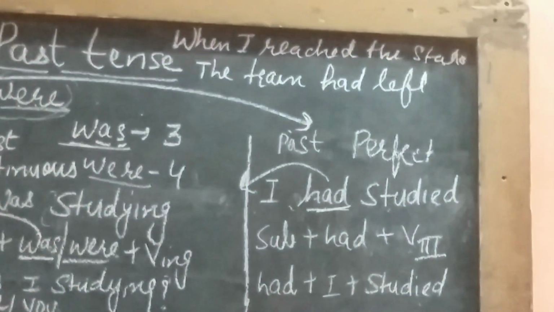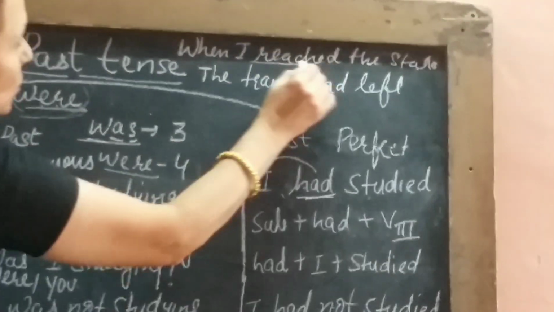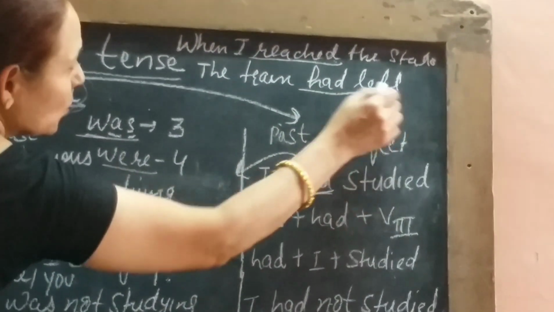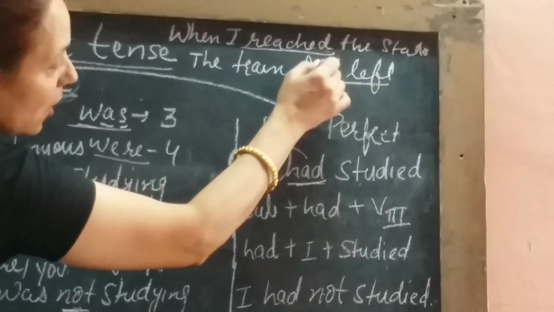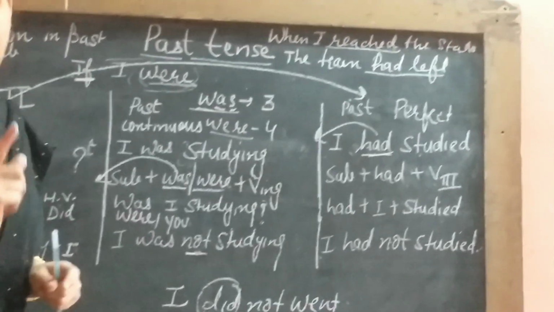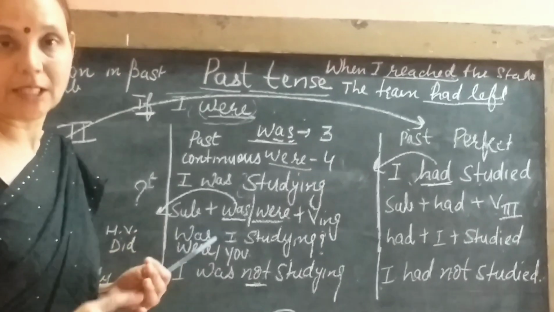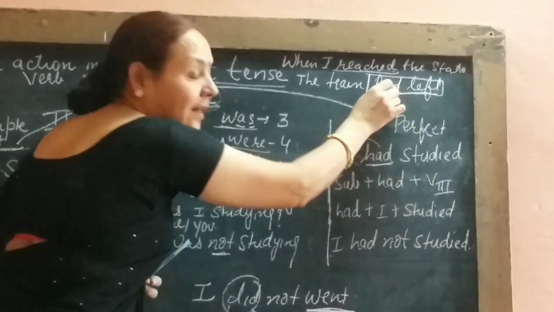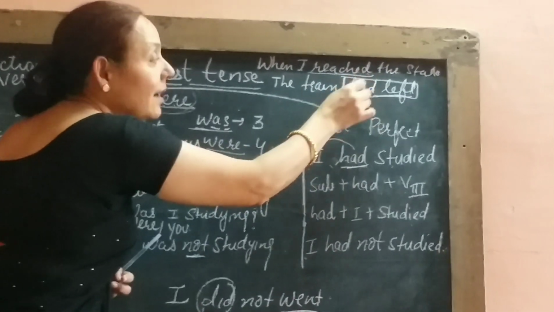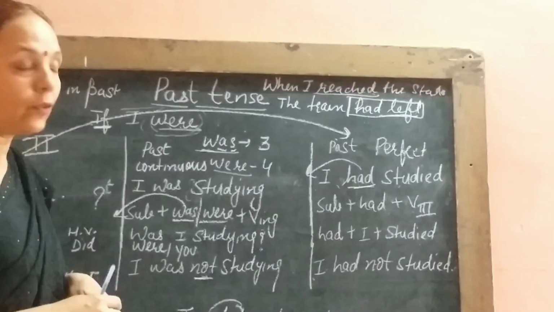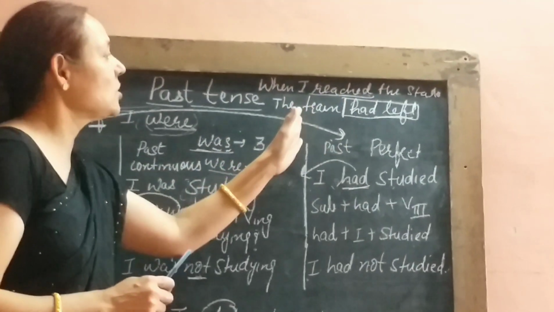Now you can see the two verbs. One which is used in the second form, that is the simple past, and another which has been used in the third form, or the perfect. Now if you have the combination of two tenses, simple past and past perfect, the action which is in the past perfect takes place earlier than the action which is in the past tense. So what is the meaning over here? When I reached the station, the train had left.